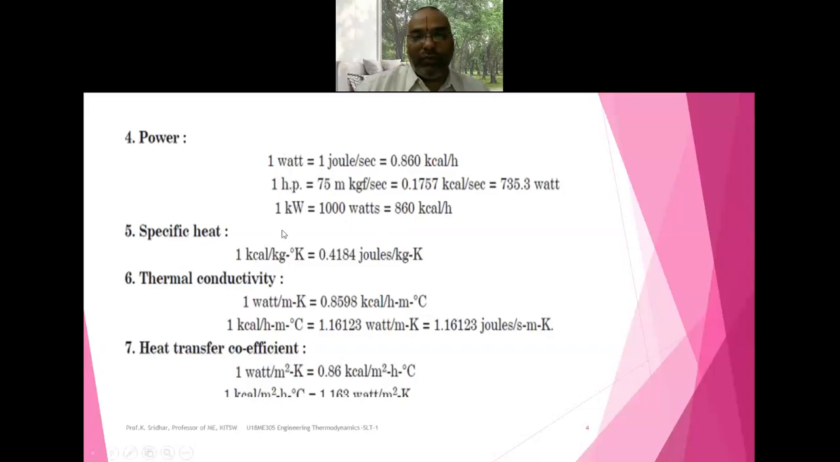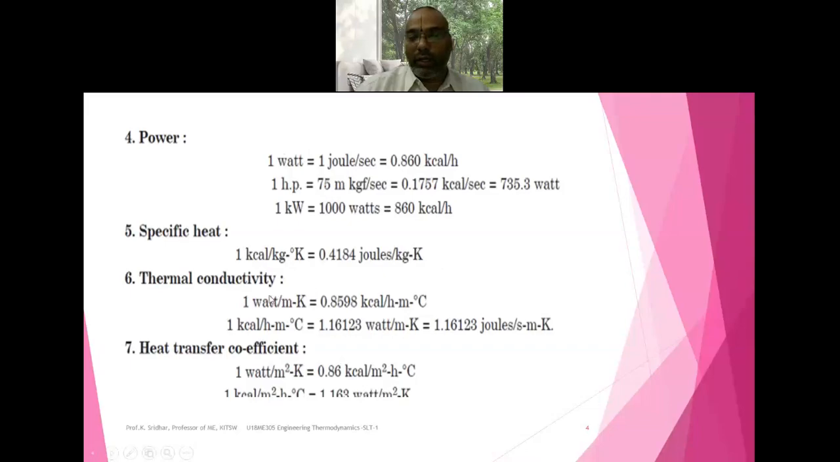Similarly, the specific heat. Specific heat comes from Q equals m C delta T, so C equals Q by m delta T. The units are normally joules per kg Kelvin, or calories per kg Kelvin. Like that we can have the specific heat units.